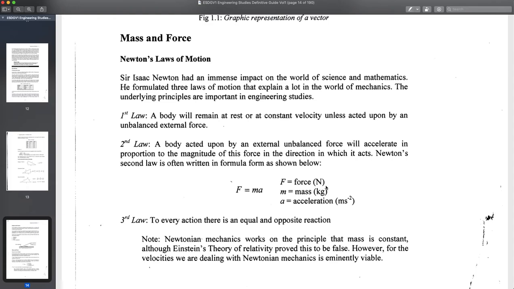Ironically, when you write the word Newton, you write it in lowercase, but let's not worry about that for now.